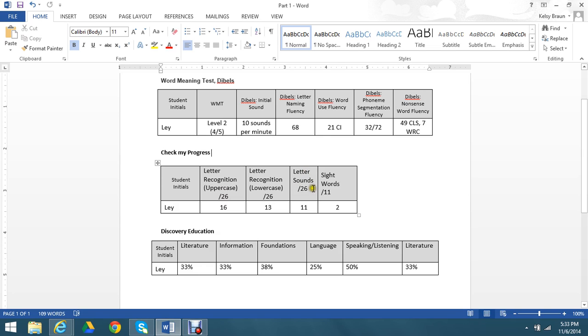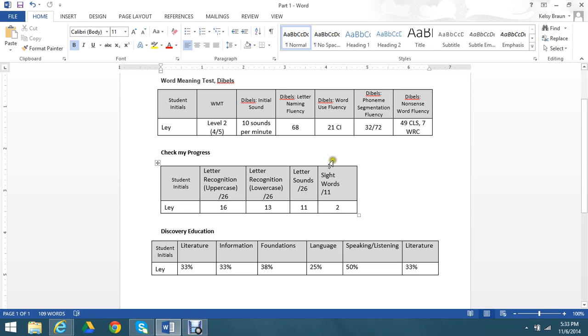Looking at letter sounds, that means looking at a letter and being able to tell us what sound it makes. So if they see an A, being able to respond, ah. And Lee so far has 11 mastered out of those 26. So he's been able to recognize and tell us the sounds of 11 of the 26 letters in the alphabet.